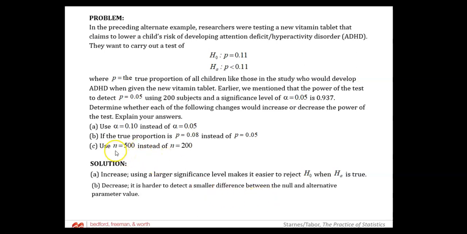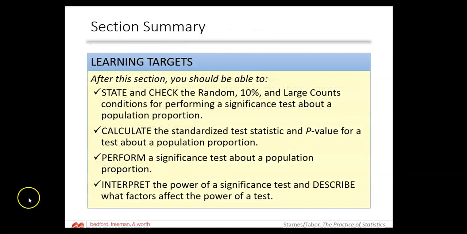And finally, if the sample size is 500 instead of 200, that's going to be better. A larger sample size gives us more information about the true proportion P, so it's going to increase the power of the test. That's the lesson for today.